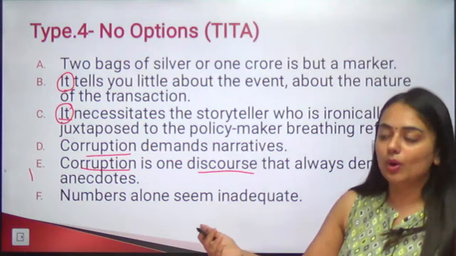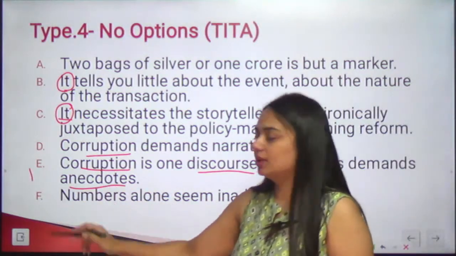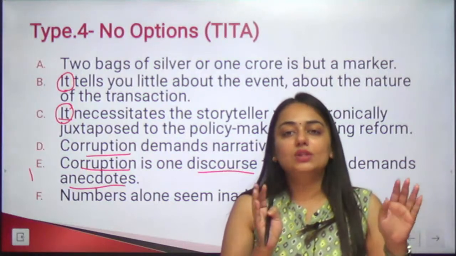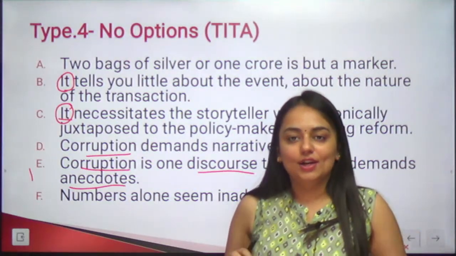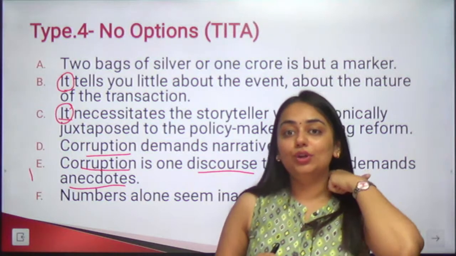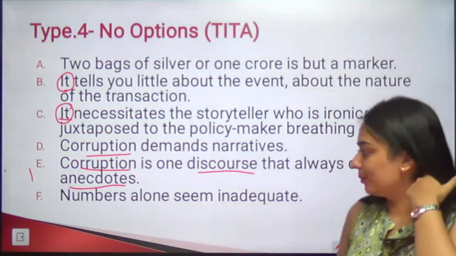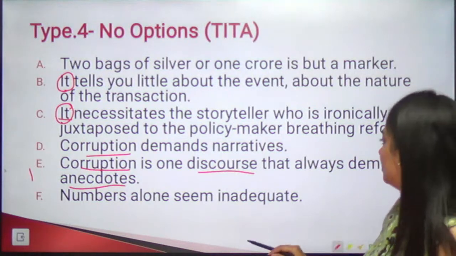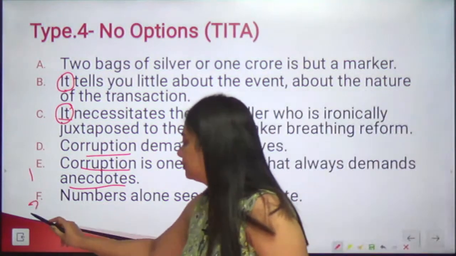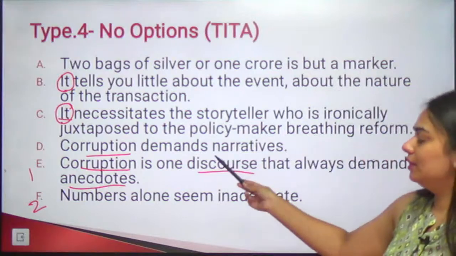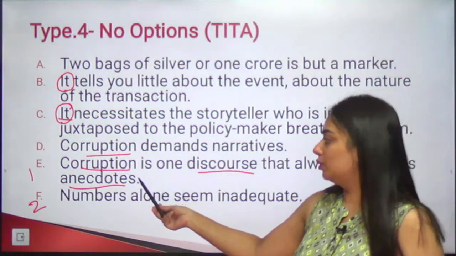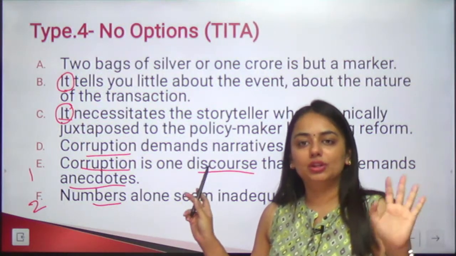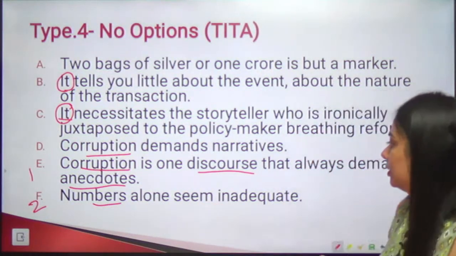What should be the second one? Here we are talking about anecdotes. Anecdotes are those short stories, the ignored ones, the ones which are always marginalized. So they are the ones that give you the reality, not the mainstream story. So numbers alone seem inadequate. So this should be the second sentence. So when we talk about corruption and when we talk about anecdotes, if you simply count the number, these many cases of corruption, they cannot be adequate.